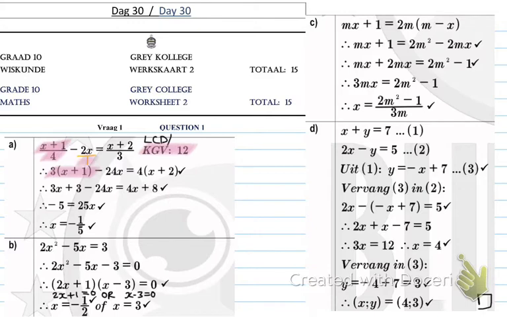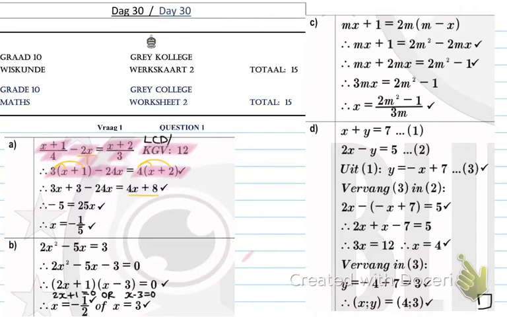What do I do to 1 to get to 12? I times by 12. Negative 2x times 12 is negative 24x. What do I do with 3 to get to 12? Multiply by 4. So it's 4 times x plus 2. Okay, now I multiply in. 3 times x and 3 times 1 is 3x plus 3 minus 24x. And then I multiply the 4 in. 4x plus 8.